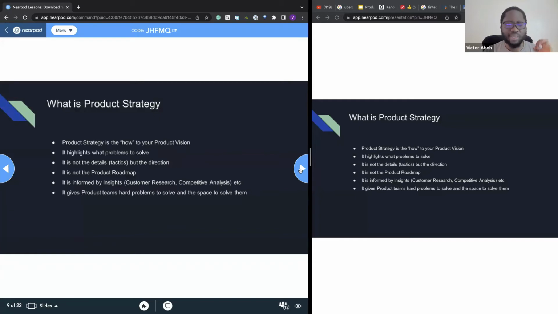And importantly, it is informed by insights. So this is something that sometimes we don't do a good enough job with, and we need to be collecting more insights and using them more regularly to inform almost everything we do in our product teams, right? So customer research, competitive analysis, and there are other forms of research which we'll go into shortly.